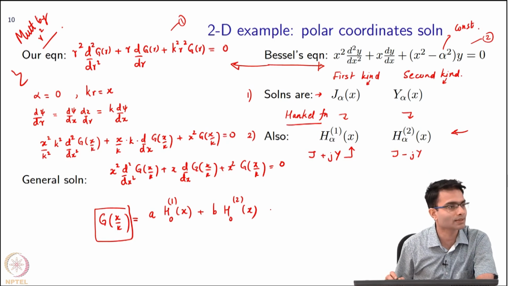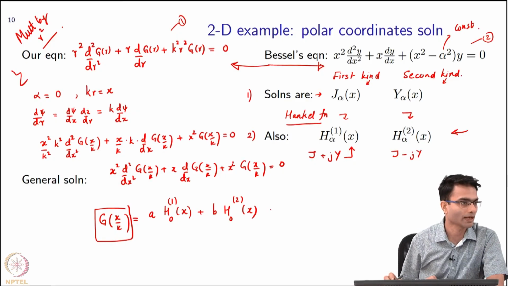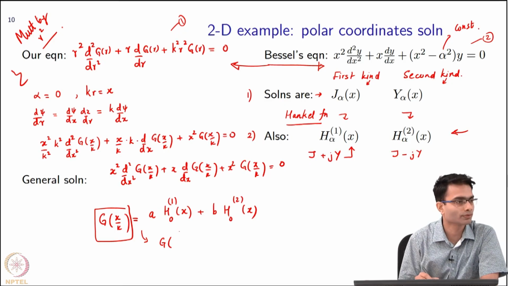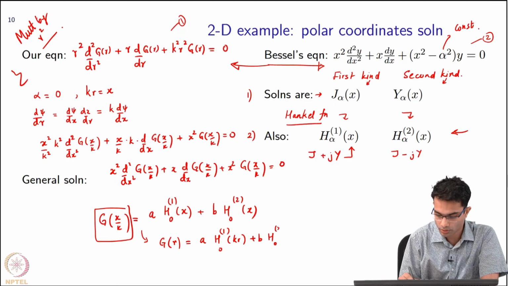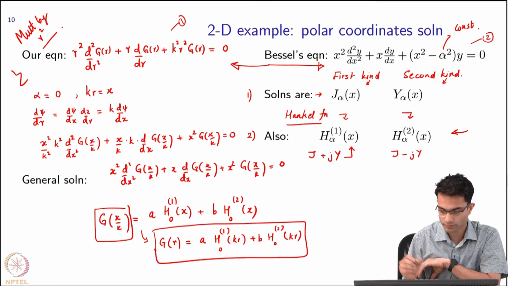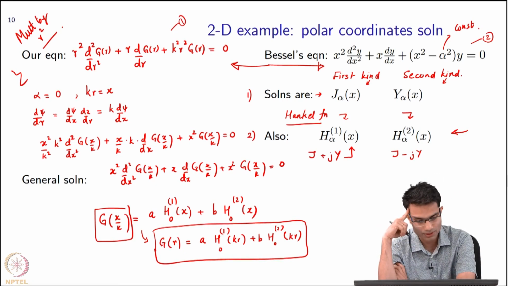But remember, x is our intermediate variable. I am not really interested in x, so I should resubstitute and get the solution in terms of r. So that will become, left hand side becomes g of r is equal to a times H_0^(1) of kr, x becomes kr, right, and b times H_0^(2) of kr. Okay, so that's how the Green's function can be written.